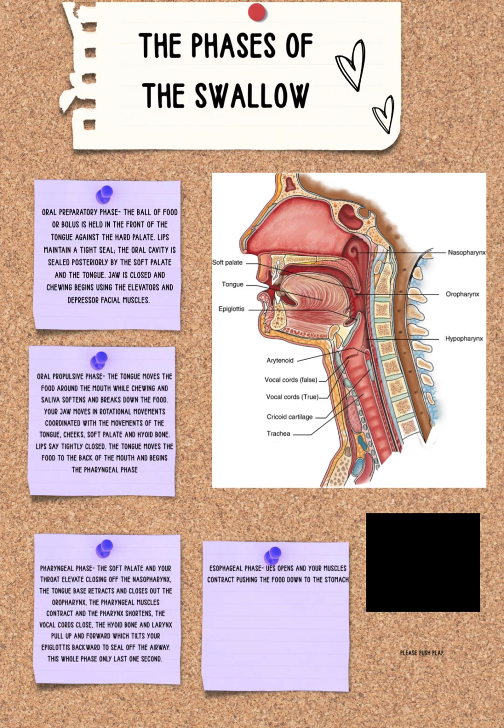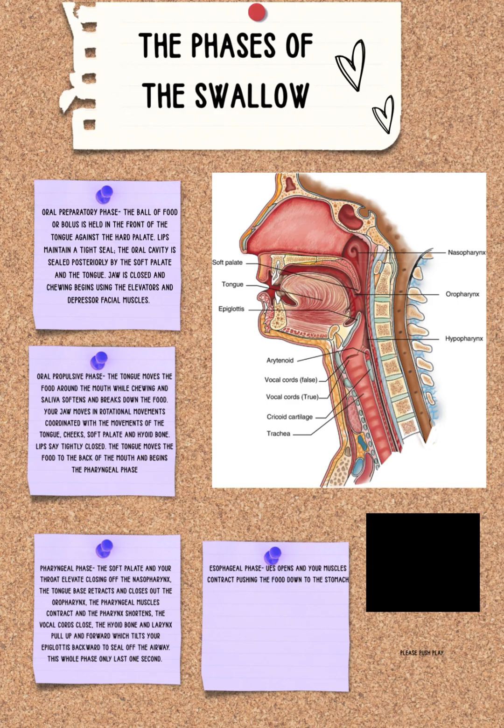Then you have the oral propulsive phase. In this phase, the tongue moves the food around the mouth while you are chewing, and saliva is softening up the food. Your jaw moves in a rotational movement that is coordinated with the movements of the tongue, cheeks, soft palate, and the hyoid bone. And the hyoid bone is right kind of at the base of your neck, right underneath your tongue.